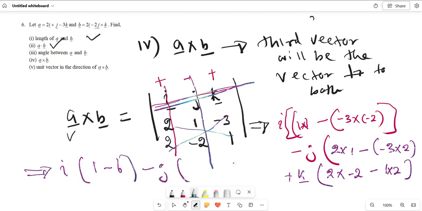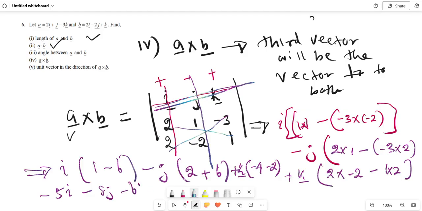Minus j, and here 2, right? 2 minus, minus into minus is plus, 3 into 2 is 6, okay. Then plus k, here 2 into minus 2 is minus 4, and minus 1 into 2 is minus 2. Like that way it's coming. The answer then: here minus 5i minus j, and here is 8, 8j, and here minus 4 and minus 2 is minus 6, minus 6k.